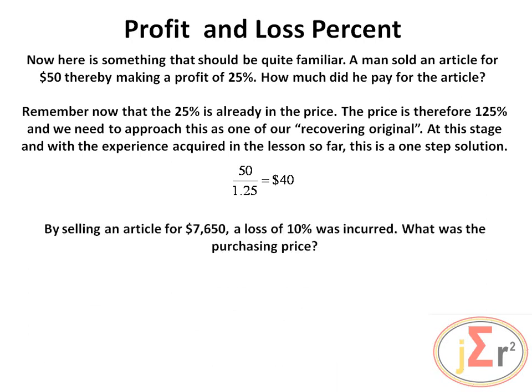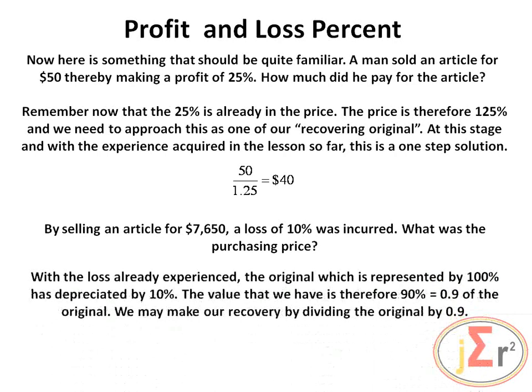By selling an article for $7,650, a loss of 10% was incurred. What was the purchasing price? Recovering the original again. 10% off. The selling price is $7,650, and it reflects that 10% is gone out of it. So if 10% is gone, we know that we are left with 90%, divided by 100. That is 0.9. If we are going to recover the original, we have to divide by 0.9, and that is what we are going to do there.